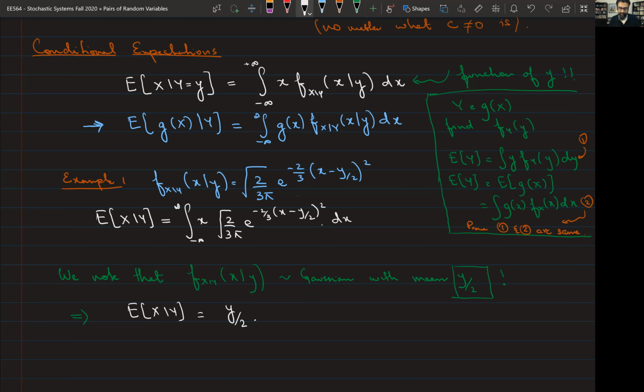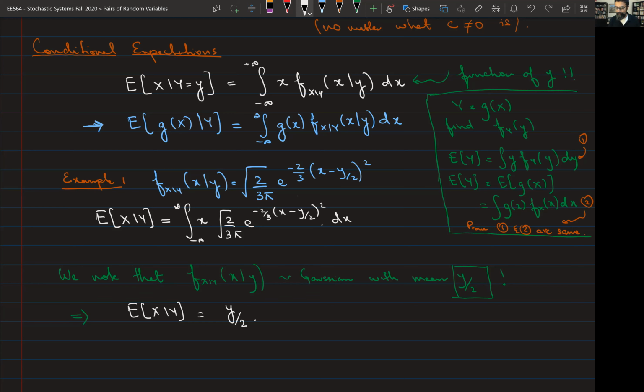You see that here there is a squared term in the exponential, and below there is x, so that's a derivative, if you will, of some form. And there's a change of variables involved as well. Okay? But you don't really need to do that. You can just use the observation that the PDF is a Gaussian PDF with a mean equal to y by 2. So therefore, the conditional expectation is going to be y by 2 as well.